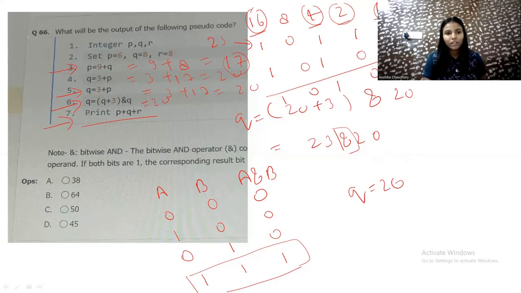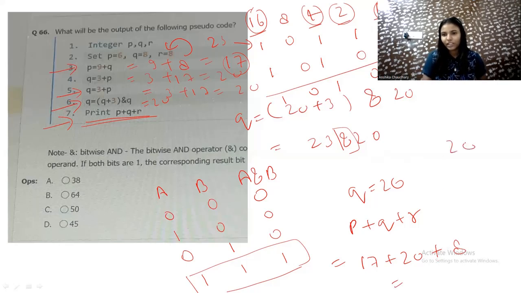Now we have to come to this line. Print p plus q plus r. So what was the last updated value of p? 17. 17 plus q is 20, and r was never updated. So r is 8 only. Now let's add these numbers. 28 plus 17 will be 45. So 45 will be the correct answer for this question.